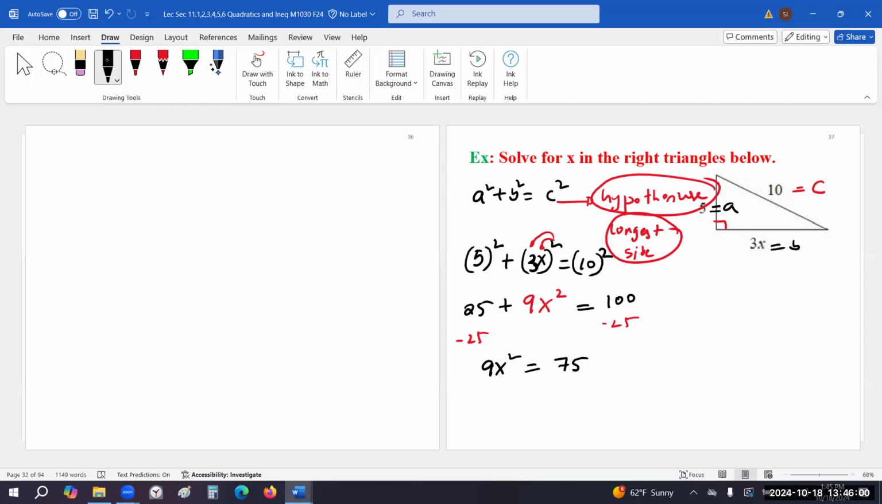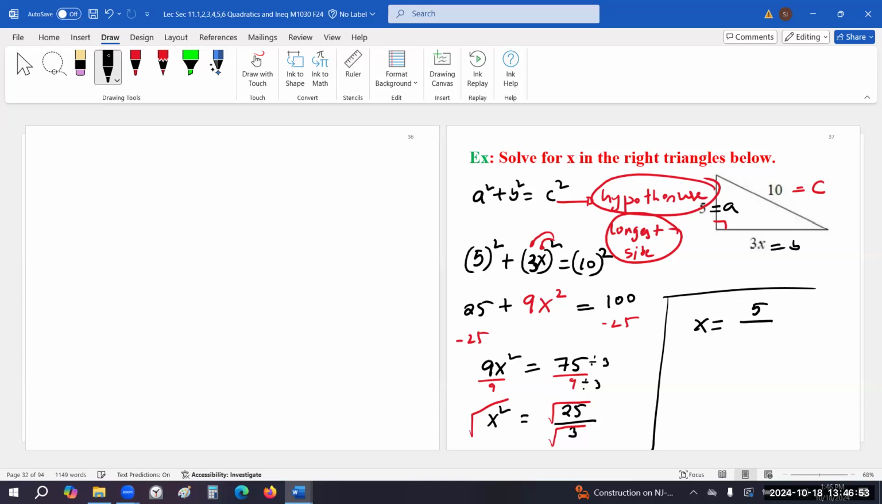And now which one do we get rid of? We divide by 9. Can we reduce this by some number? Yes, 3. You cannot divide 75 by 9, but you can divide both of them by 3. So we get 25 over 3. Finally, we take the square root. And since the other side is a fraction, let's split our root in two. So we have x is 5 over the square root of 3.